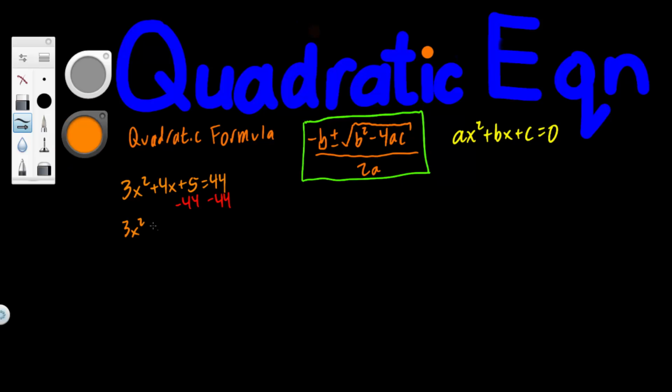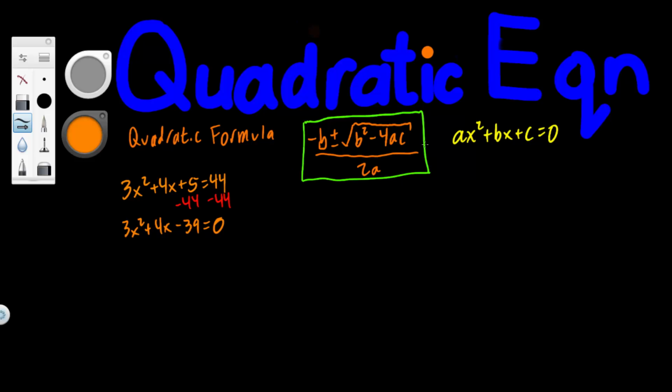3x squared. This isn't going to change these first parts, plus 4x, but now we have a minus 39 because positive 5 minus 44 is negative 39. And that's a 0, not a 6. Okay. Now, how do we start solving this?